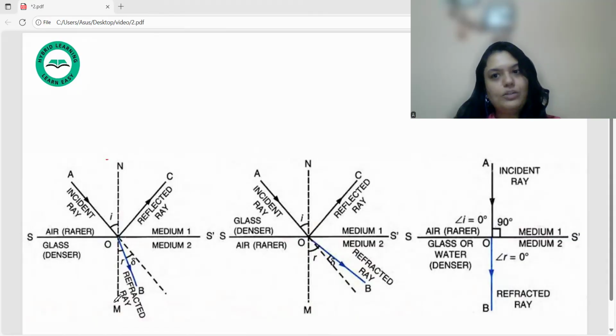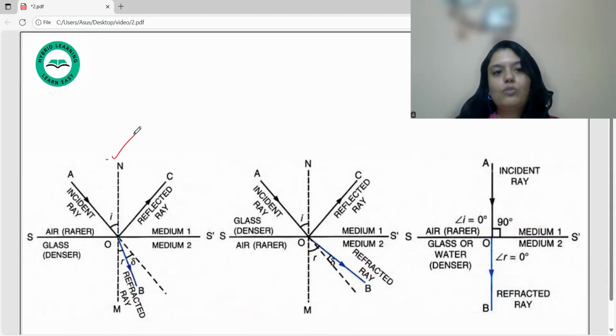NOM is the normal drawn here. So this is my normal drawn. This is my incident ray. And this is my refracted ray.